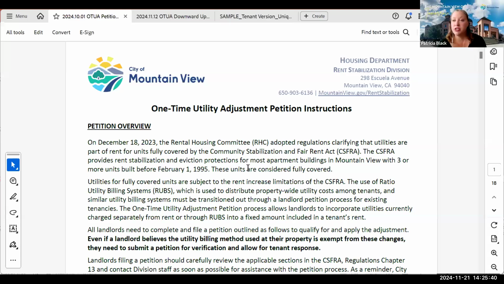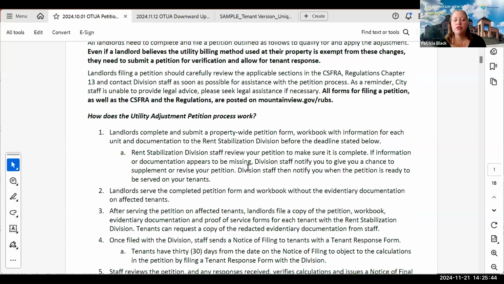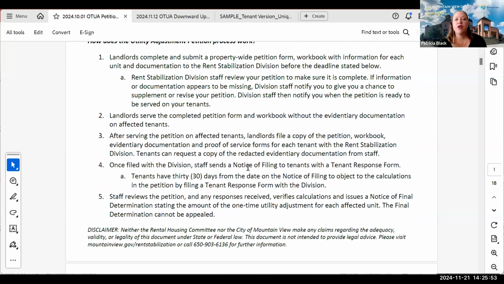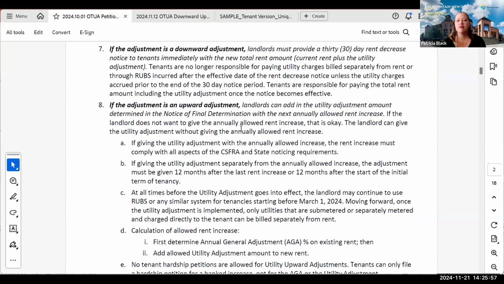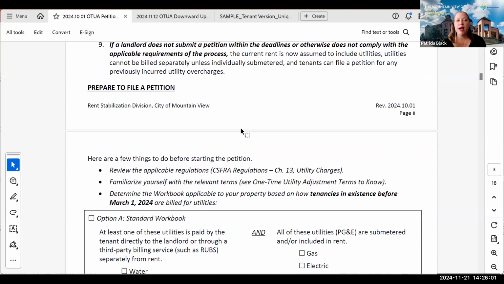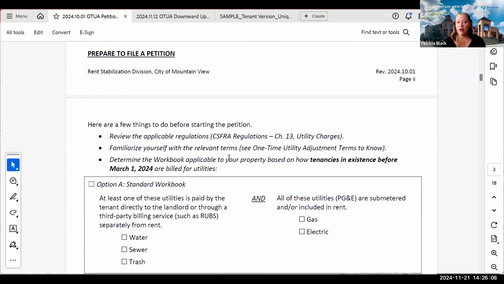Here we go. So this is what the utility adjustment petition looks like. It starts with a pretty extensive overview. So you got all of your instructions. You need to read these instructions. Please read the instructions. They are really informative. They start with an overview of the process, what you can expect, kind of what I just went over in those intro slides. And then it goes into how to prepare to file the petition. And this is where you should really focus your energy on.